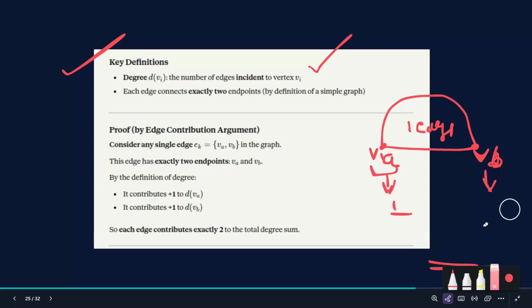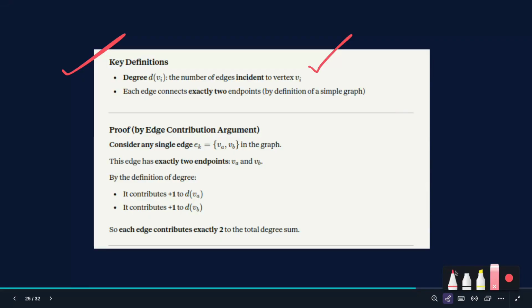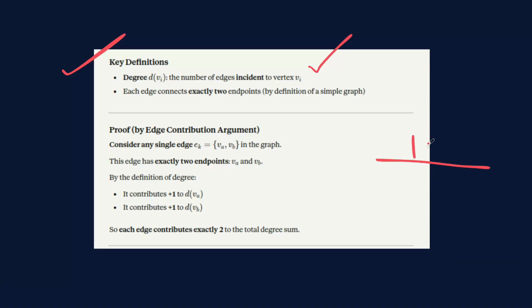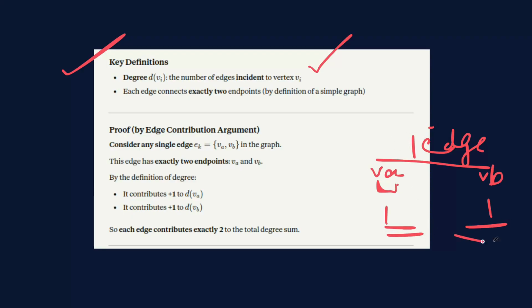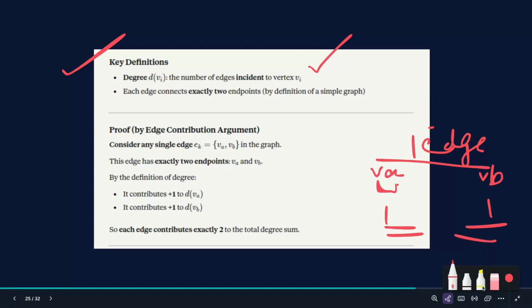Consider one edge. To make one edge, you require 2 vertices, VA and VB, let's say. If I am finding the degree of VA, VA is touching one edge, so it is 1. VB is touching one edge, so it is 1. So for the total degree sum, how many times does one edge contribute? 2 times, right? One edge contributes 2 to the total degree sum.